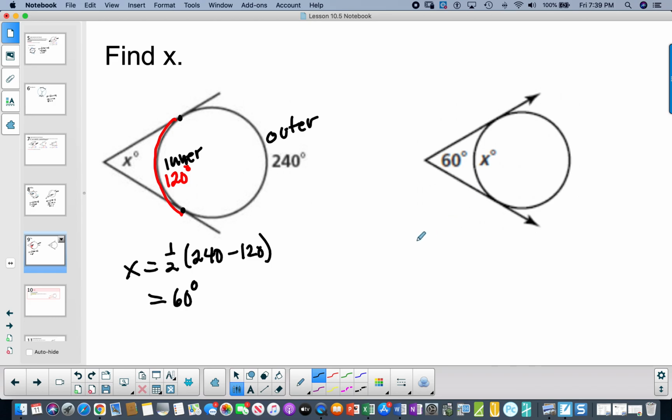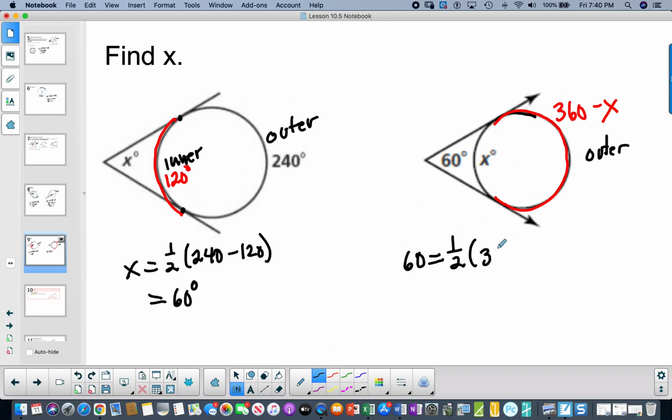We're going to do the same thing here. This time we have the angle. 60 is equal to 1/2, and we want this outer arc. We don't have a representation for the outer arc. We do know that it represents all of this right here. Let me get red here. All of this right here is the outer arc. And remember, the outer and the inner add up to 360. So this must be 360 minus x. And that's what we want to use to represent the outer arc.